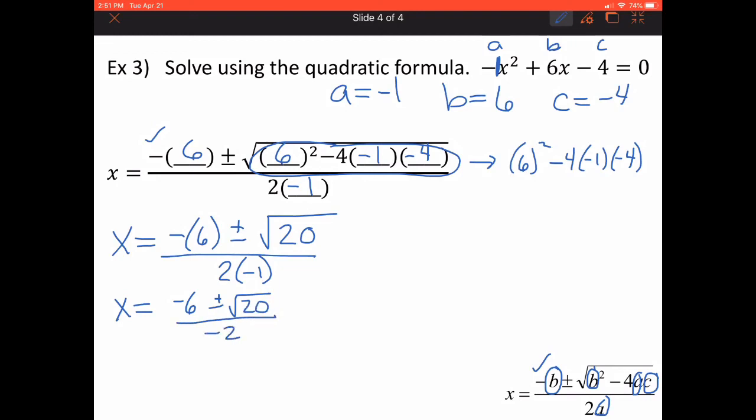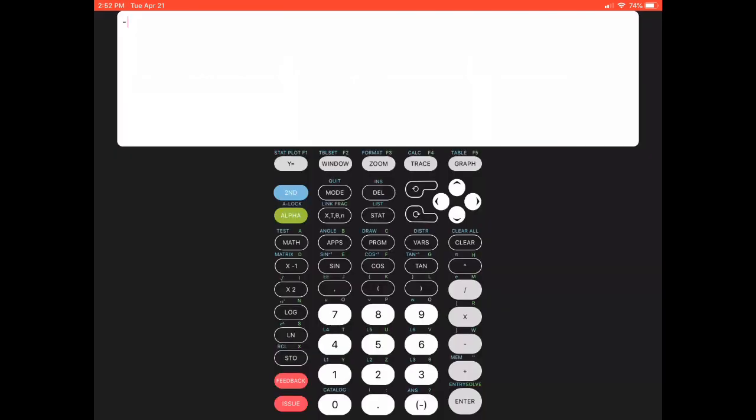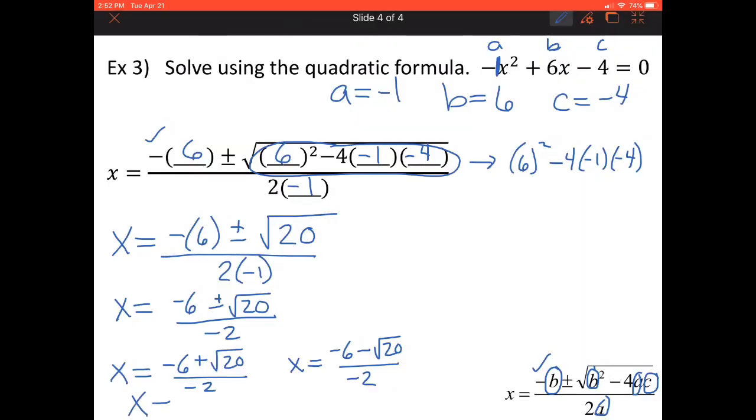All right, I'm going to separate them. So negative 6 plus square root of 20 divided by negative 2, and x equals negative 6 minus square root of 20 divided by negative 2. And we're going to see what our answers are. Okay, so it looks like I have a decimal here, my first answer is going to be 0.76. So x equals 0.76 for my first answer.